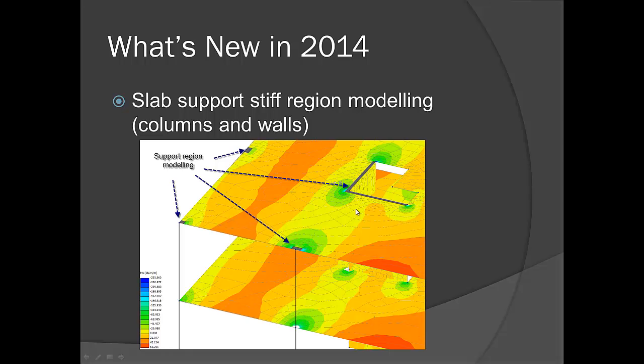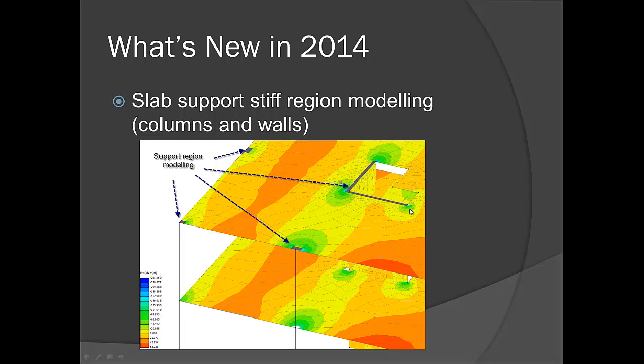However, a superior approach to that is actually modeling a stiff region in the slabs where you've got interaction between columns and walls, and the 2014 version is going to have that built into it. It's called slab support stiff region modeling. So all you really have to do is to say, right, well, I actually want to have stiff regions modeled, and you select your columns where you want that to occur at, or by default say you want it to happen for all support locations, and it automatically will model stiff regions and take care of the meshing and everything that needs to be taken care of.